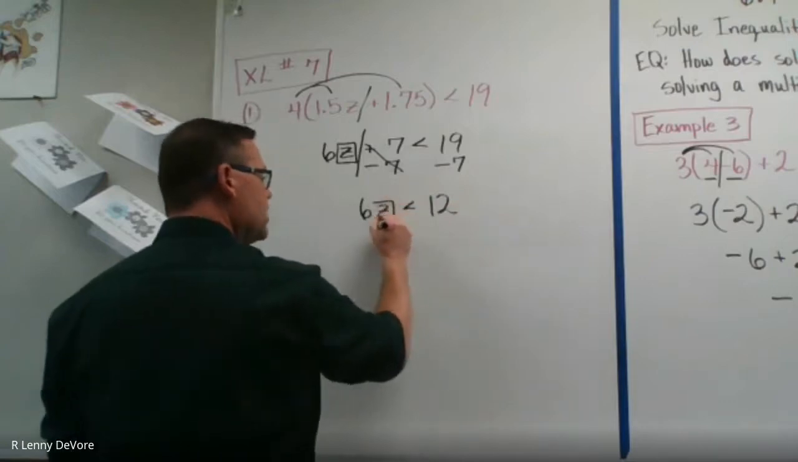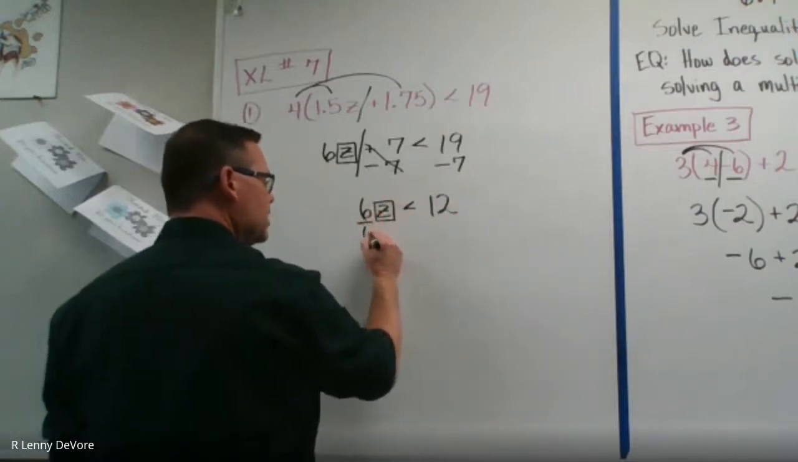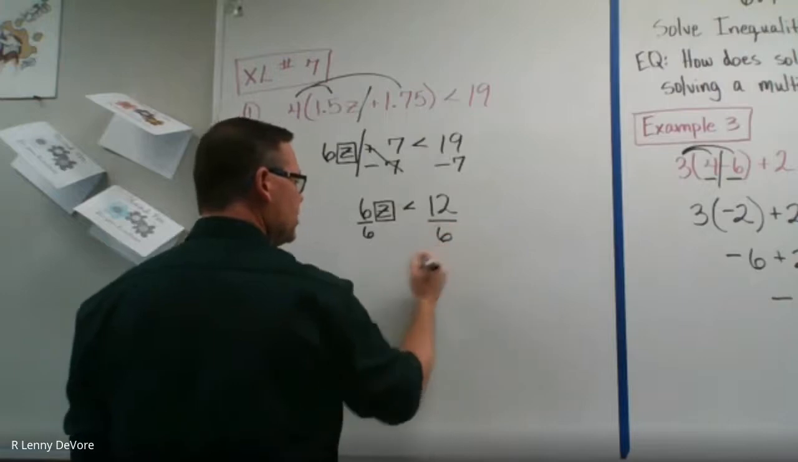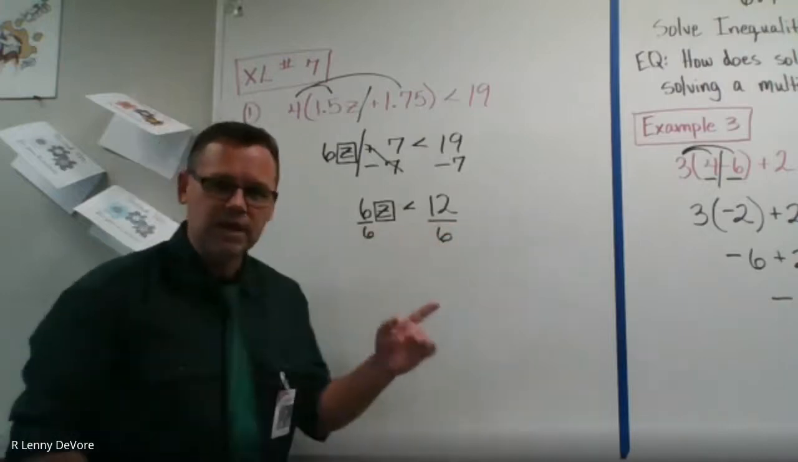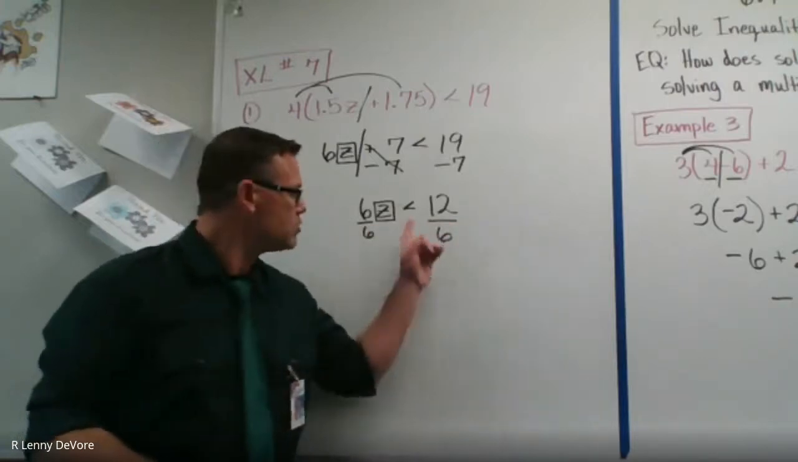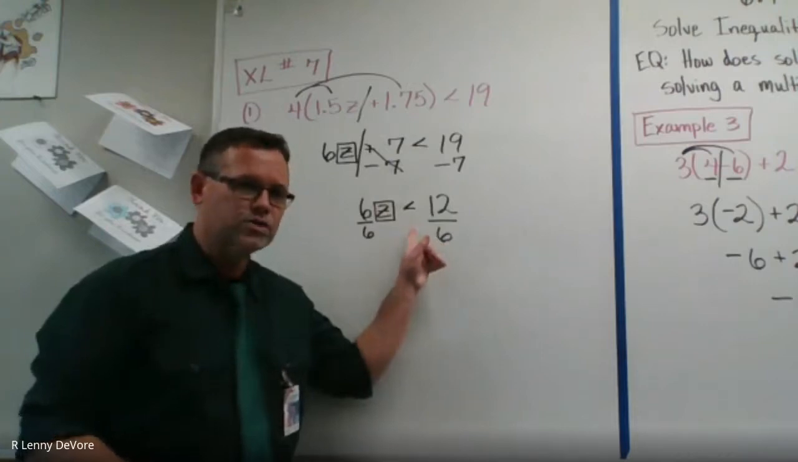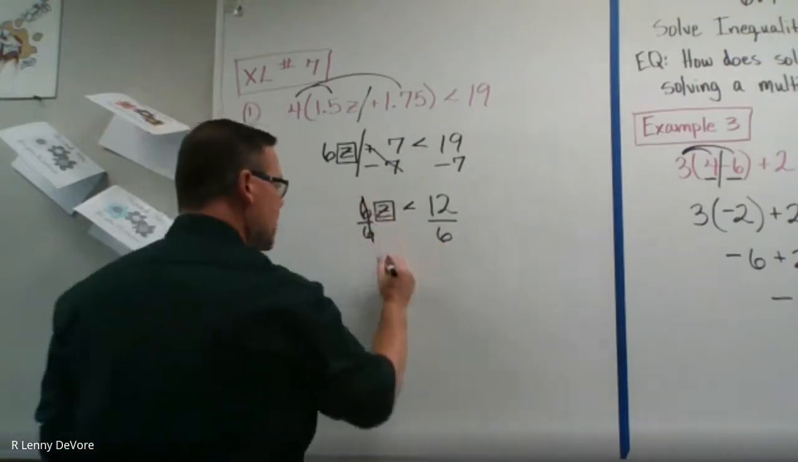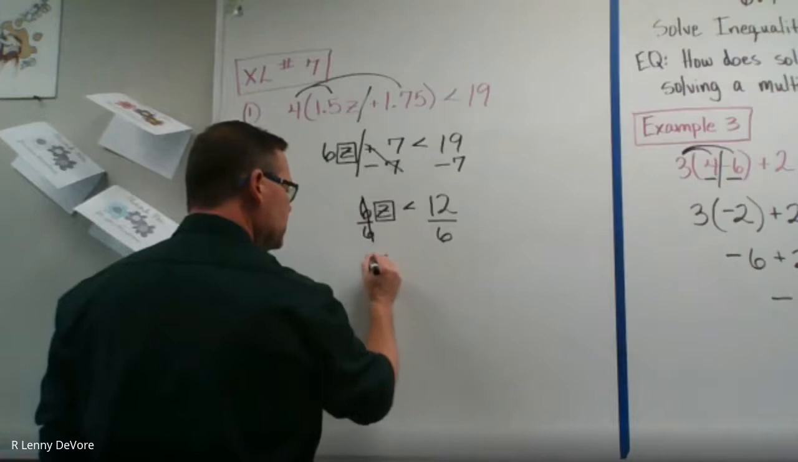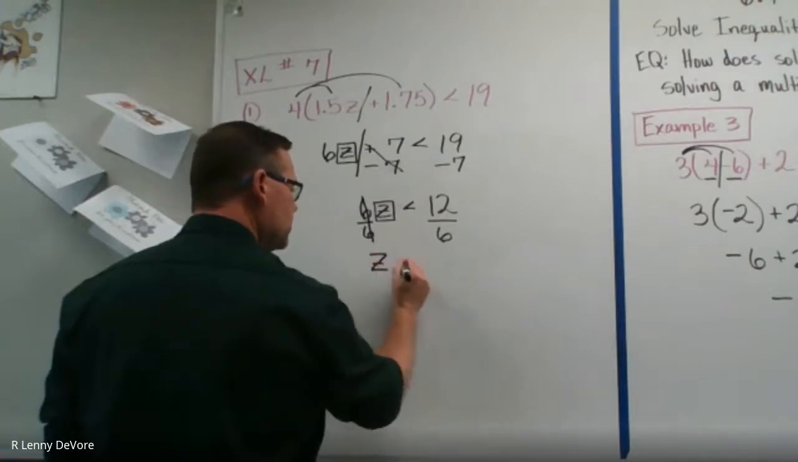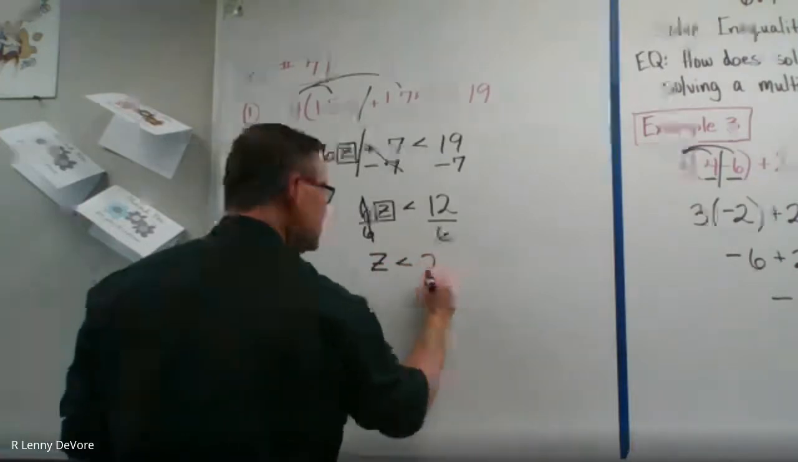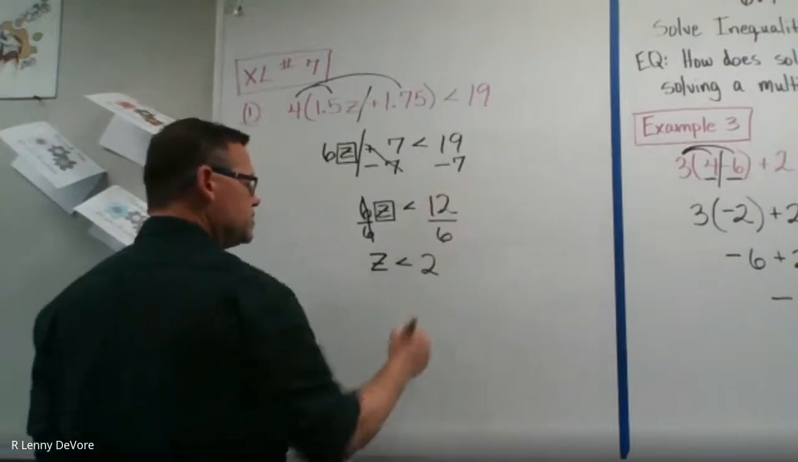Still need to get z by itself, so we divide by 6. We divide by 6 here. Now notice, we're not dividing by a negative here. We're dividing by a positive. So this sign, this inequality, will stay the same. So this cancels out. Z is less than 2. 12 divided by 6 is 2.